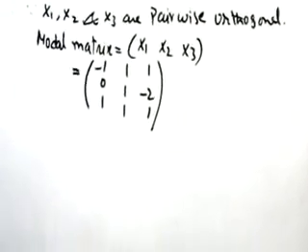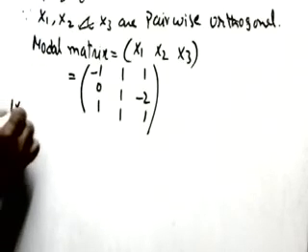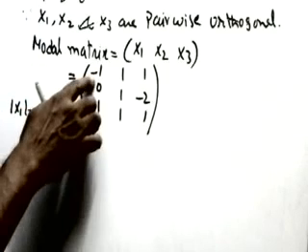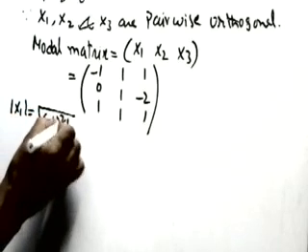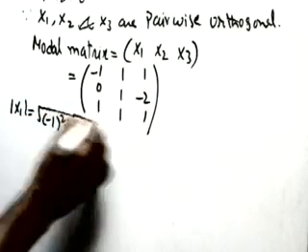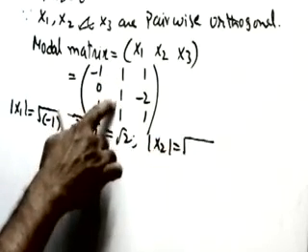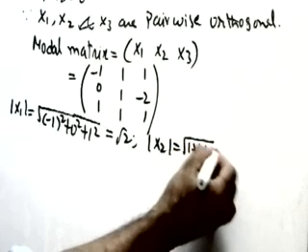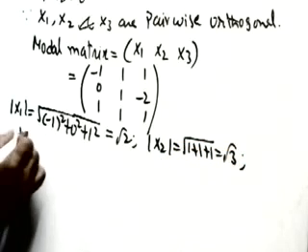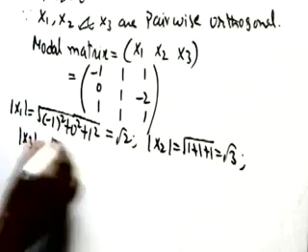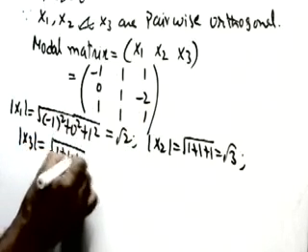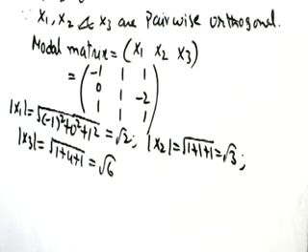Now the next step is the normalized model matrix. We have already discussed this at the start of the class. For that, let me find mod x1. Mod means under root of the sum of squares of these three: minus 1 square, 0 square, 1 square. This will be root 2. Now mod of x2 is under root of 1 square plus 1 square plus 1 square, 1 plus 1 plus 1, that is root 3. Now mod of x3 equals under root of 1 square, 1, 2 square, 4, 1, that is root 6. So if we divide by these mod values, we will get the normalized model matrix.